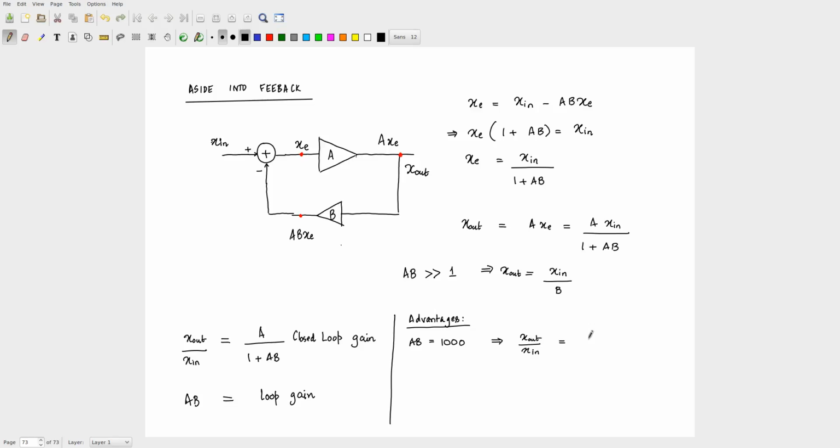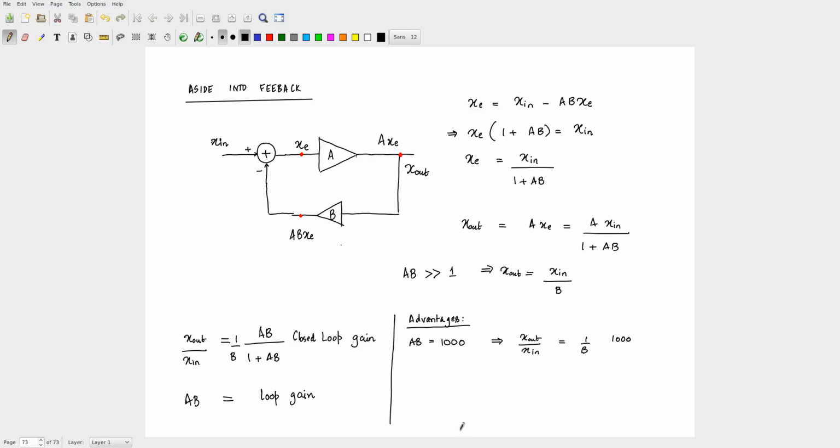So you don't know what this is, right? One way of writing this closed loop gain is 1 by B into AB by 1 plus AB. Your closed loop gain is nothing but 1 by B into loop gain divided by 1 plus loop gain. Now if AB is 1000, what is X out by X in? 1 by B into 1000 by 1001.